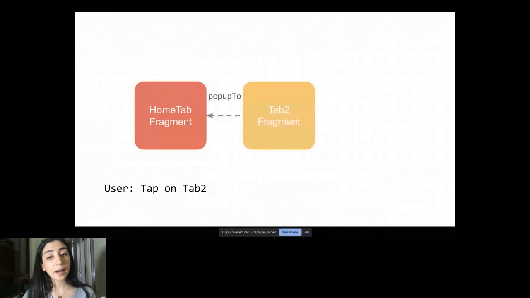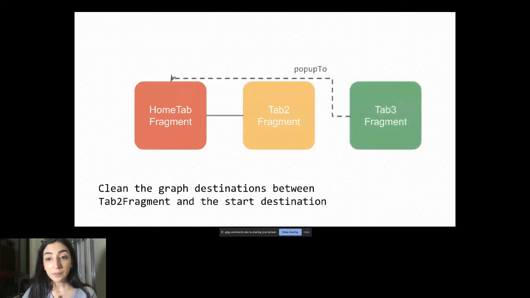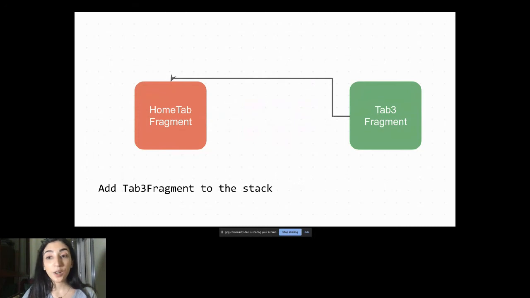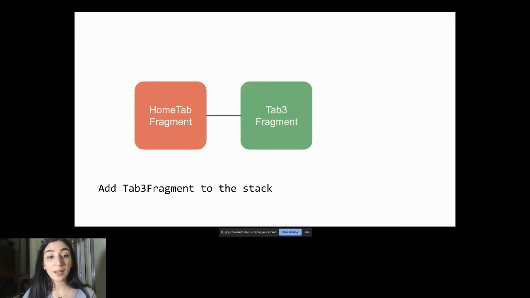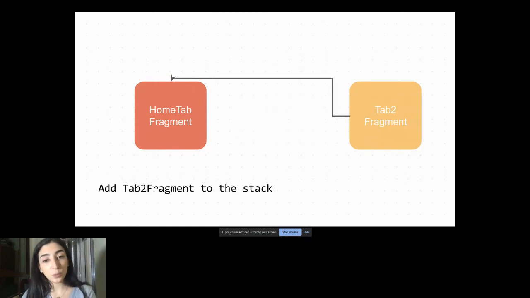If he clicks on tab 2, the tab 2 fragment will pop up to home fragment and will actually be added to the backstack. Now we have these both in the backstack. When we tap on tab 3, we can realize that actually the tab 3 pops up to the home tab fragment and tab 2 is dismissed directly. So we only have tab 3 and home tab in the backstack. Now, if we click again on tab 2, of course, we will realize that tab 2 will be dismissed.